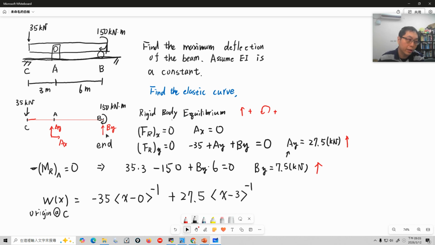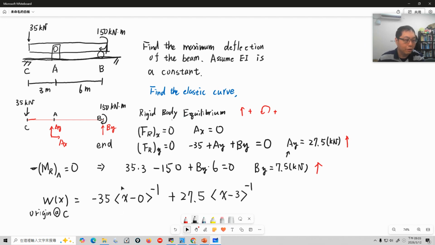Okay, also there's a reaction force or moment at the end position, but you can ignore them. That will make your life easier. You can just ignore the end. I think I explained this before. So the loading function is represented by the discontinuity function. The answer is just that, so simple.